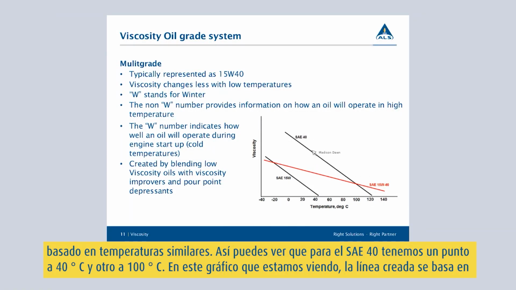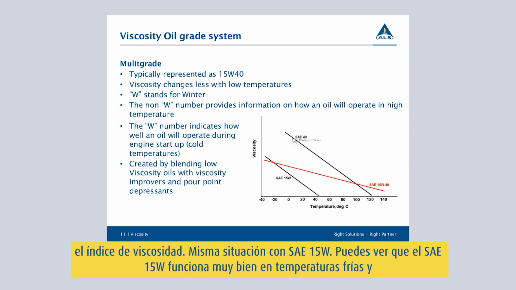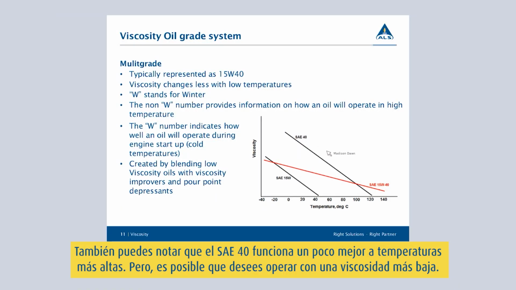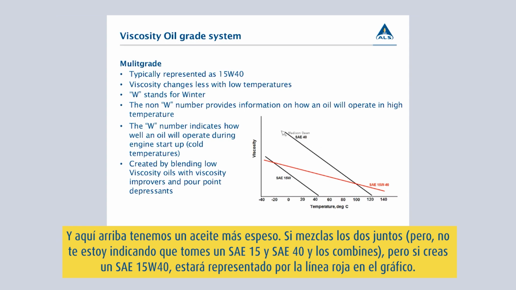And so you can see there's one at 40 and one at 100. This is the graph that we're looking at, and the line that's created is based on the viscosity index. The same thing over here with your SAE 15W. You can see that the SAE 15W works really well at cold temperatures, and you're starting to see that the SAE 40 does a little better at higher temperatures, because you do want to be operating at maybe a lower viscosity, because up here we get very thick.